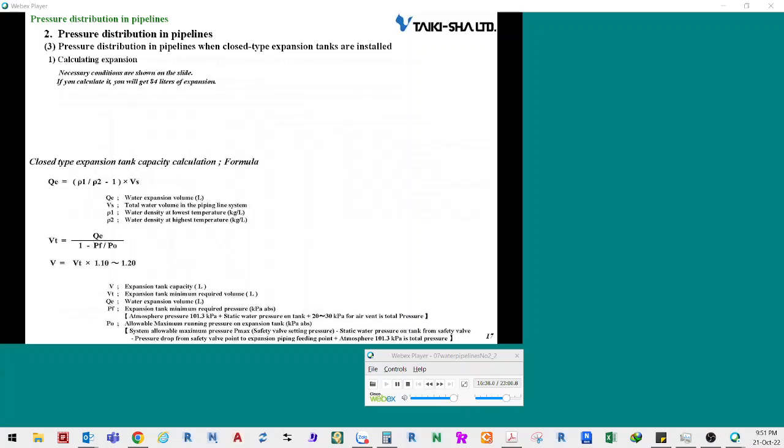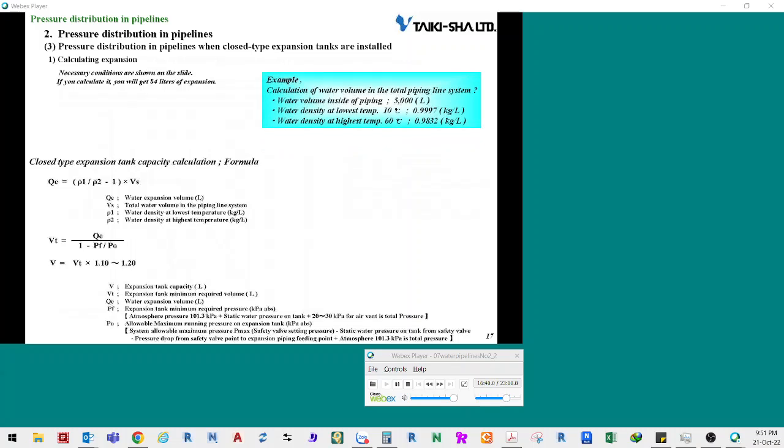Calculating expansion. Let's calculate expansion. Necessary conditions are shown on the slide. If you calculate it, you will get 84 liters of expansion.